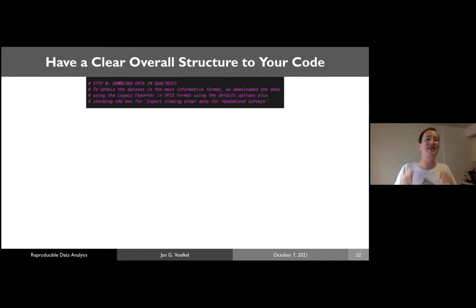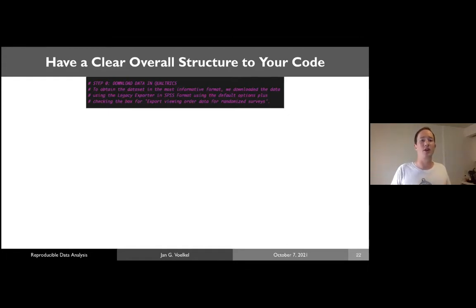I try to use the same structure for every data analysis I do. Obviously, this has developed over time and has changed a few times, but I always try to find that structure that just works for every data analysis I do. So what I call step zero is download data. If I download the data from Qualtrics, in this example, I try to describe really how I downloaded it here so that people can follow the same steps.